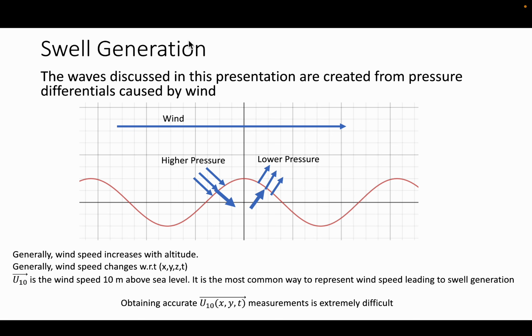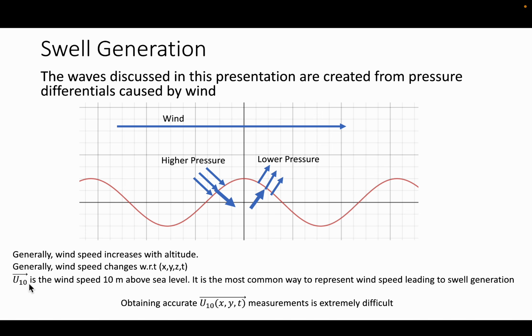Okay, swell generation. Basically, waves come from pressure differentials caused by wind. Wind blows one way, high pressure forms on the backside, and low pressure on the front side of the wave. Wind speed is going to increase with your altitude, generally. Also, generally, wind is going to be a different speed to your left, to your right, forwards, backwards, up, down, and with time.